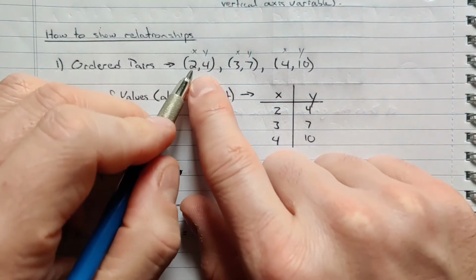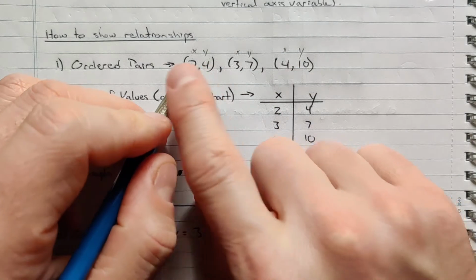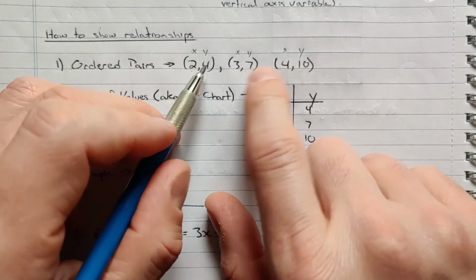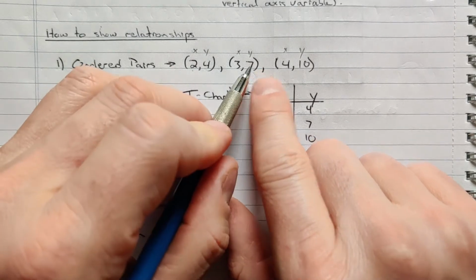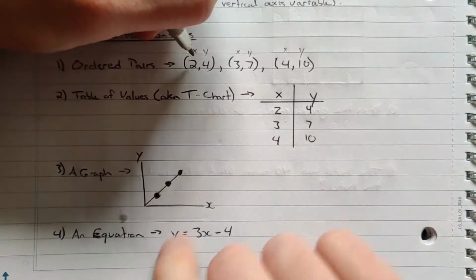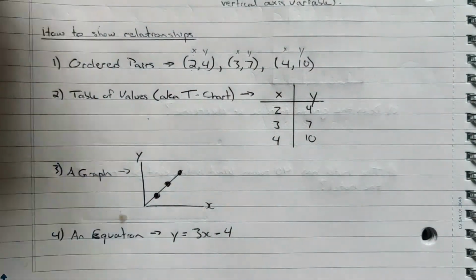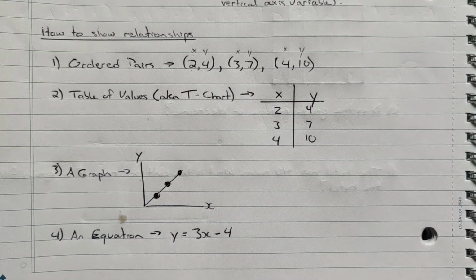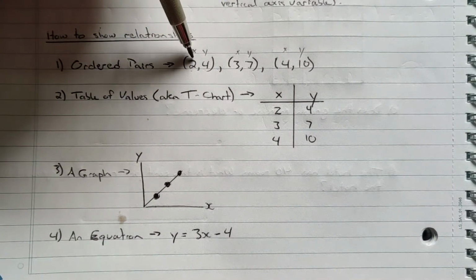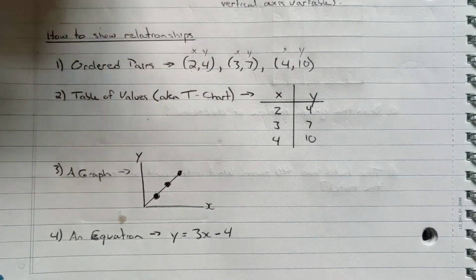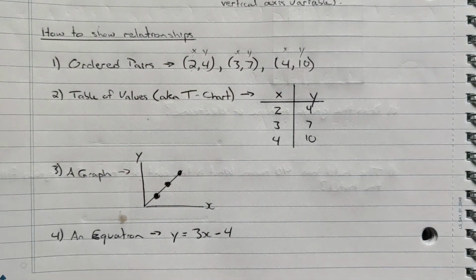So x goes up by 1, x goes up by 1. When x goes up by 1 each time, the y value goes up by 3. 4 plus 3, 7 plus 3. So the x value is going up by 1, the y value is going up by 3. That is a linear relationship because the numbers are going up as x goes up at a constant value. As the x goes up by 1, the y goes up by 3. Every time, that's what happens.